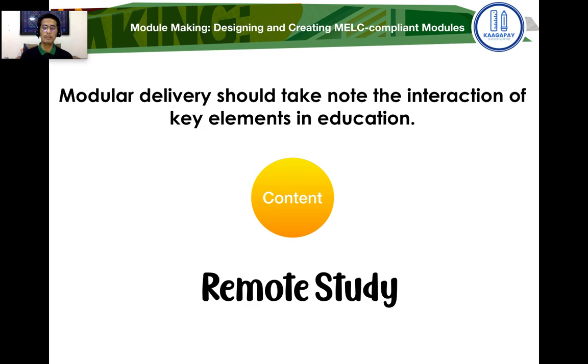Kasi for example, nag-design ka ng module that actually works for online distance learning, kaya lang wala naman palang devices or connection yung mga students natin. So how would they be able to carry out that module? So mas medyo magiging exclusive yung modules natin. So kailangan very inclusive yung modules natin. And of course, student-centered yung modules natin.